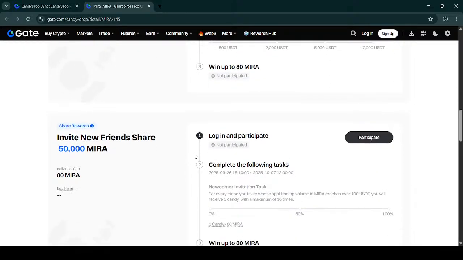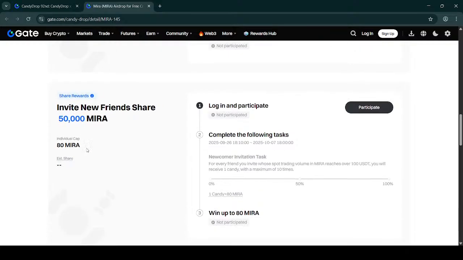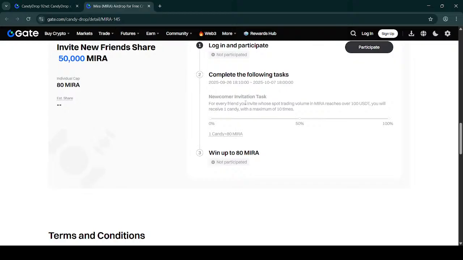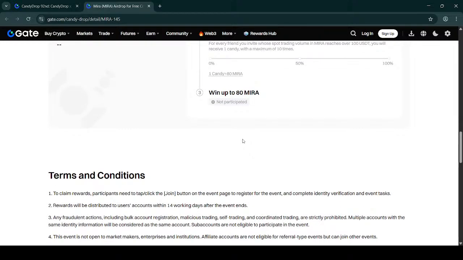So invite a new friend to share 50,000 Mira, with an individual cap of 80 Mira. Log in and participate, complete the following tasks: newcomer invitation tasks. For every friend you invite, whose spot trading volume in Mira and recharge is over 100 USDT, you will receive one candy, with a maximum of up to 10 Mira, guys. So one candy, and guys, 80 Mira.